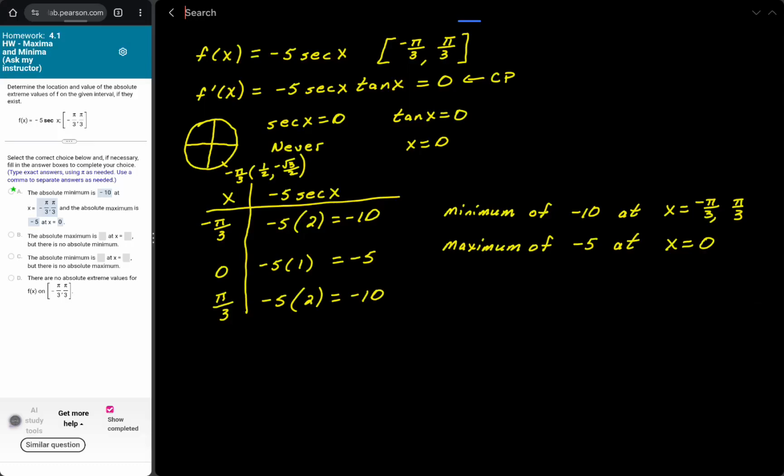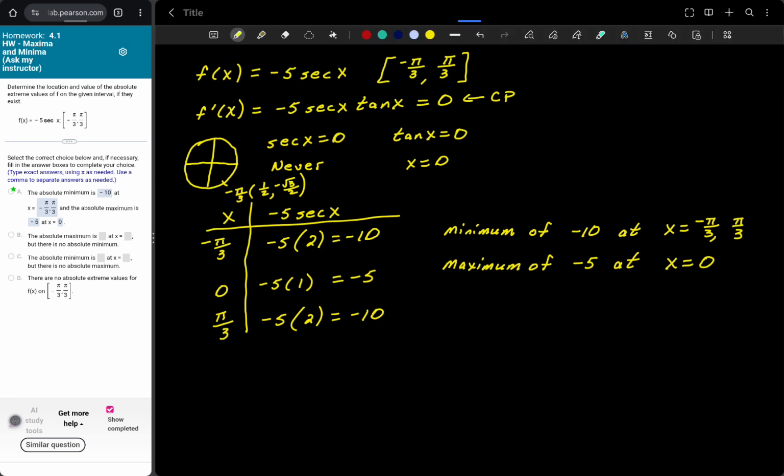It's another problem in the 4.1 maximum minimization problems. We were given the closed interval from negative pi over 3 to pi over 3 for our function, negative 5 secant x. So what I wanted to do on this one in trying to solve it out, of course, I needed to take the derivative and set it equal to 0 to find the critical points. We know any maximum or minimum values will be at those critical points or at the endpoints, negative pi over 3 and pi over 3.